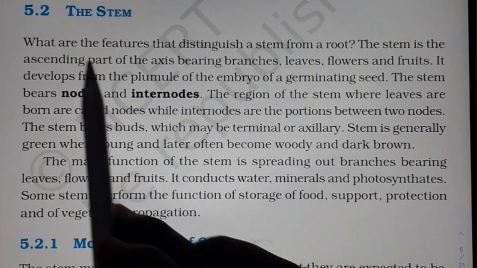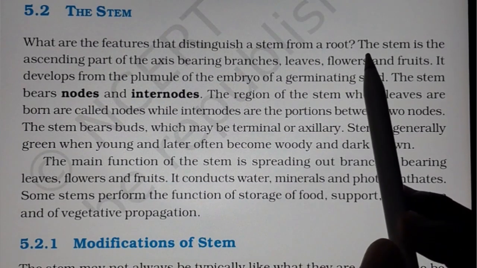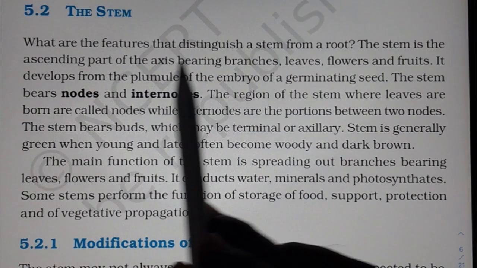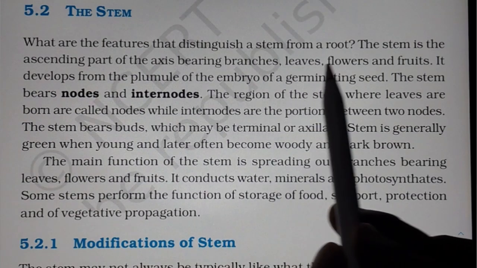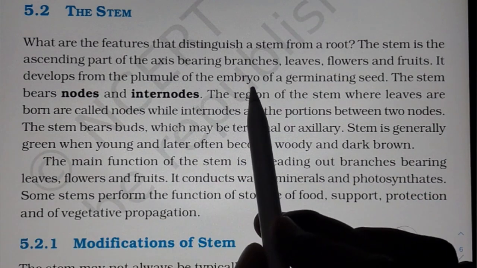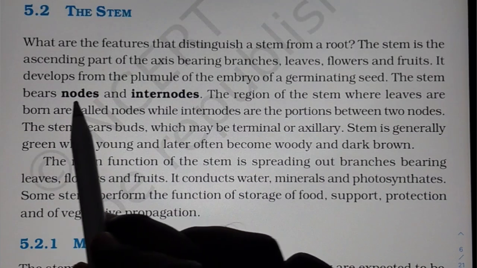Stem. What are the features that distinguish a stem from the root? The stem is the ascending part of the axis, bearing branches, leaves, flowers and fruits. It develops from the plumule of the embryo of a germinating seed. The stem bears nodes and internodes.